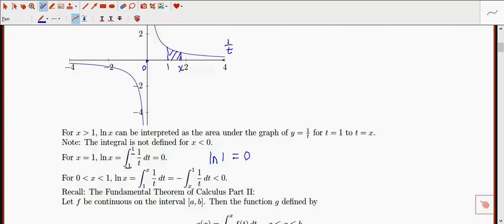How about for x between 0 and 1? Well, take a look at this integral. ln of x equals the integral from 1 to x of 1 over t dt. If we switch the integration limits, the integral becomes the negative of the definite integral from x to 1 of 1 over t dt. And from the picture we can see it's a negative area, so it's less than 0. All these properties are consistent with what we already know for the function ln of x from pre-calculus.